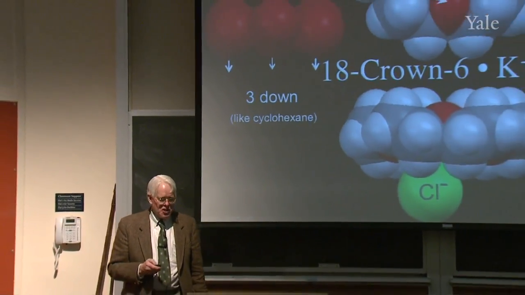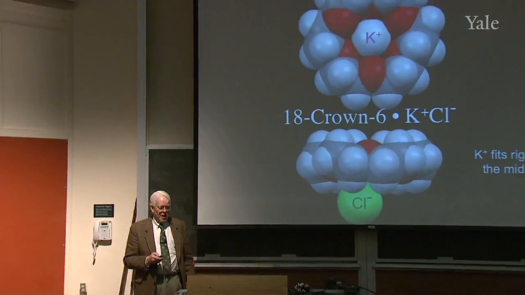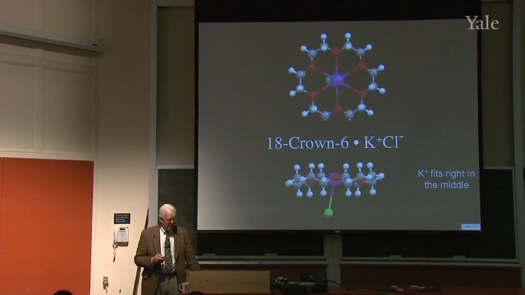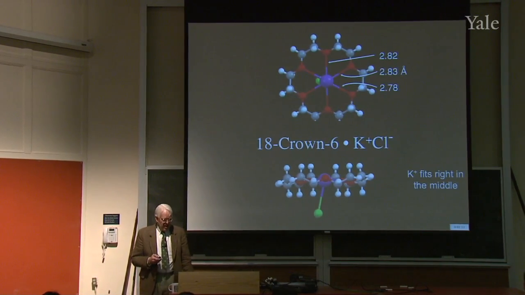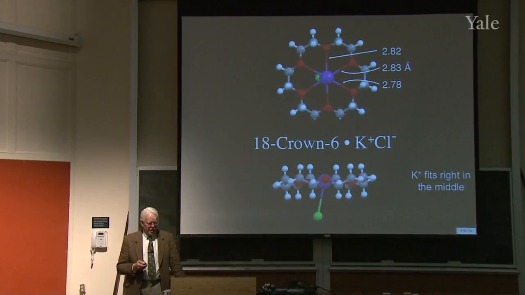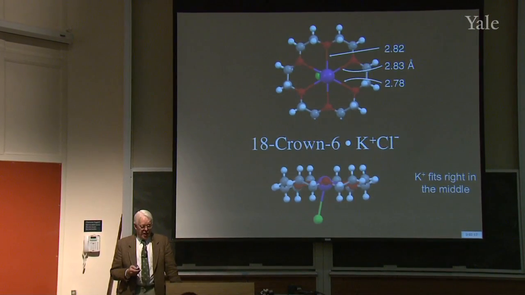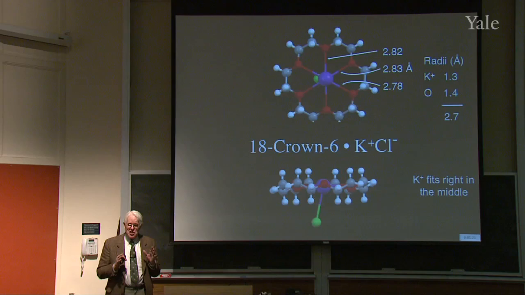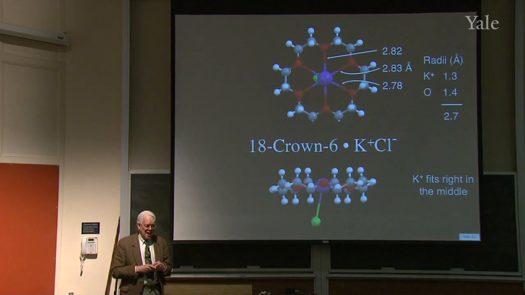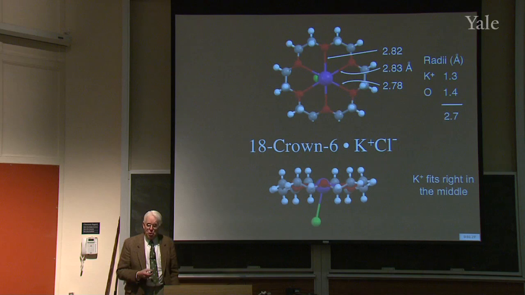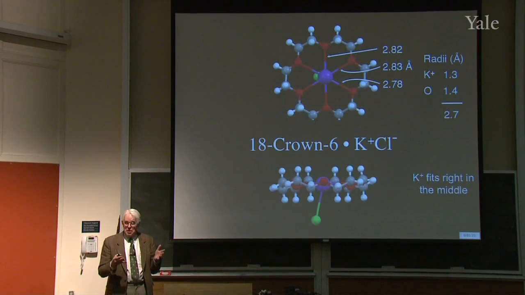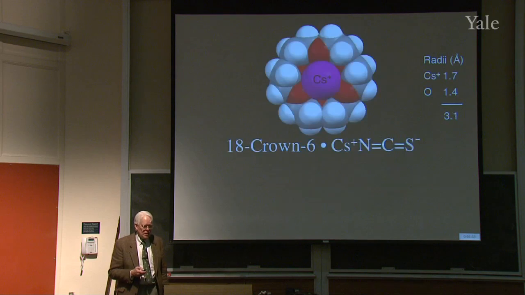So potassium is just the right size to fit in there. Fits right in the middle. And if we look at the actual distances that are involved, you can see these distances are all about 2.8 angstroms, which is just about exactly the sum of the ionic radii of potassium and the covalent radius of oxygen. At 2.7 that would be. Those numbers aren't really such great numbers, so that it really fits right, okay?